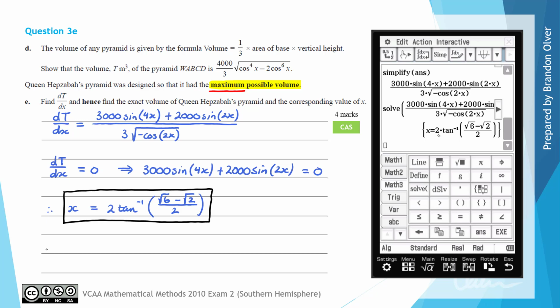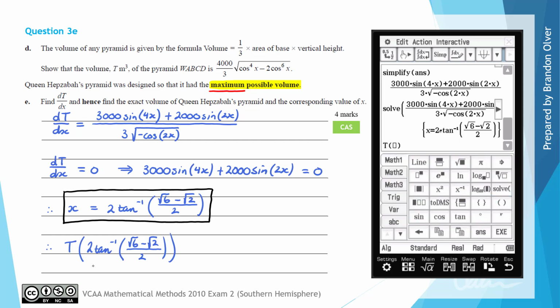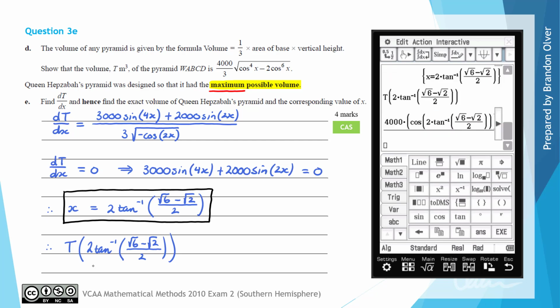And the next thing we need to do is actually find the volume. So that's going to involve taking t and substituting 2 tan inverse of root 6 minus root 2, all divided by 2, into that rule. So next we want to evaluate the function t when x is equal to that value. So going into ABC, we can go capital T, and then in brackets, we can put the x value we want substituted in there, and we can hit execute.